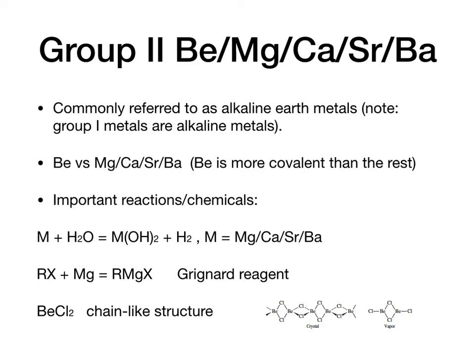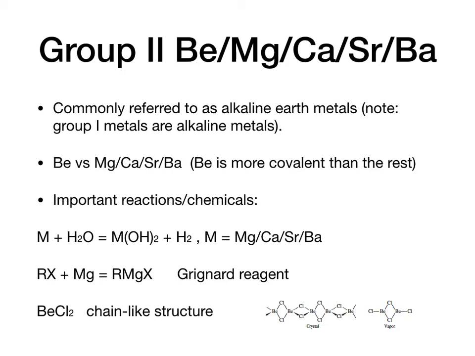Group 2 elements include beryllium, magnesium, calcium, strontium, barium. They are commonly referred to as alkaline earth metals. And just as a side note, group 1 metals, lithium, sodium, potassium, etc., are commonly referred to as alkaline metals.